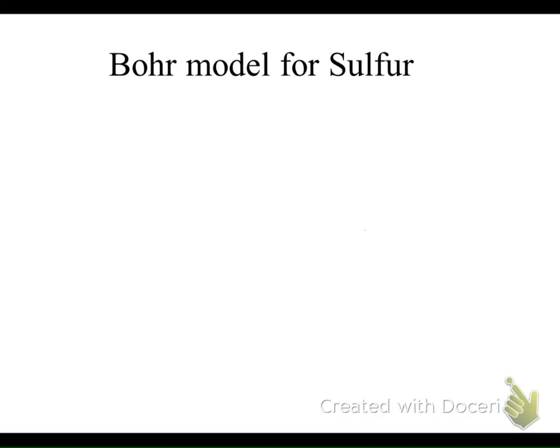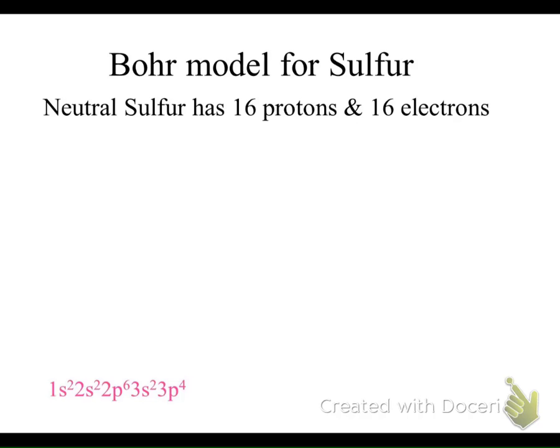These are the short notes on how to do Bohr models. So for the Bohr model, we're first going to identify how many protons, how many neutrons, and how many electrons it has. And then we're going to write the electron configuration, which will help us figure out how many electrons are going to be in each shell.